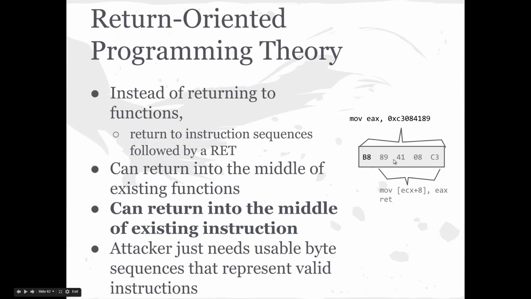are many bytes long. So, as an example, completely stolen from Dino Dai Zovi, I'll admit, if you take the instruction move EAX, C30H4189, and anything ending in 89, because it gets a little endian encoded here, if you just jump past the first byte to the second byte, actually, it's going to be decoded as move into ECX plus 8 EAX and then ret, which is really fascinating.